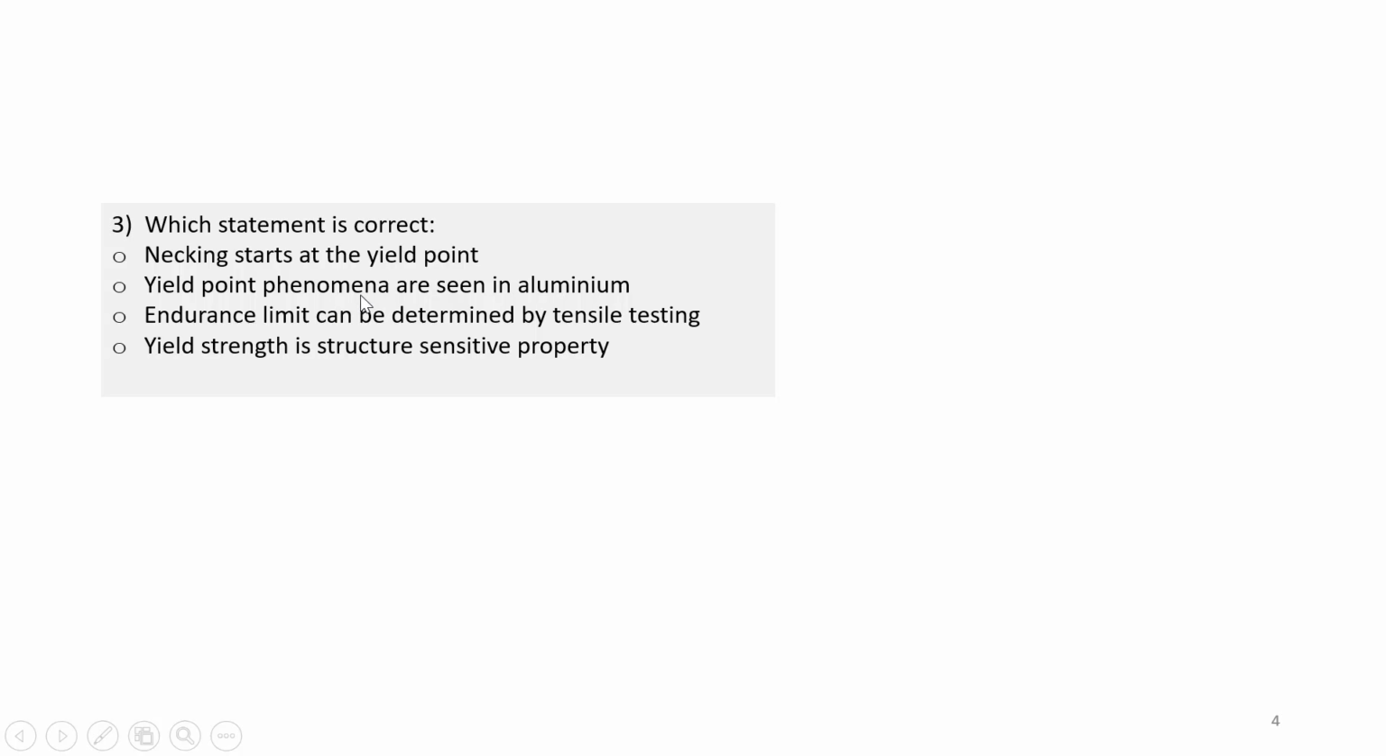Another is, yield point phenomena are seen in aluminum. Yield point phenomena are seen in materials which have some interstitial atoms. In case of aluminum, it is a pure metal, so it won't show any yield point phenomena. Next is, endurance limit can be determined by tensile testing. Endurance limit is tested by a fatigue test, not a tensile test. And the last statement is, yield strength is a structure sensitive property. So this is the correct statement.